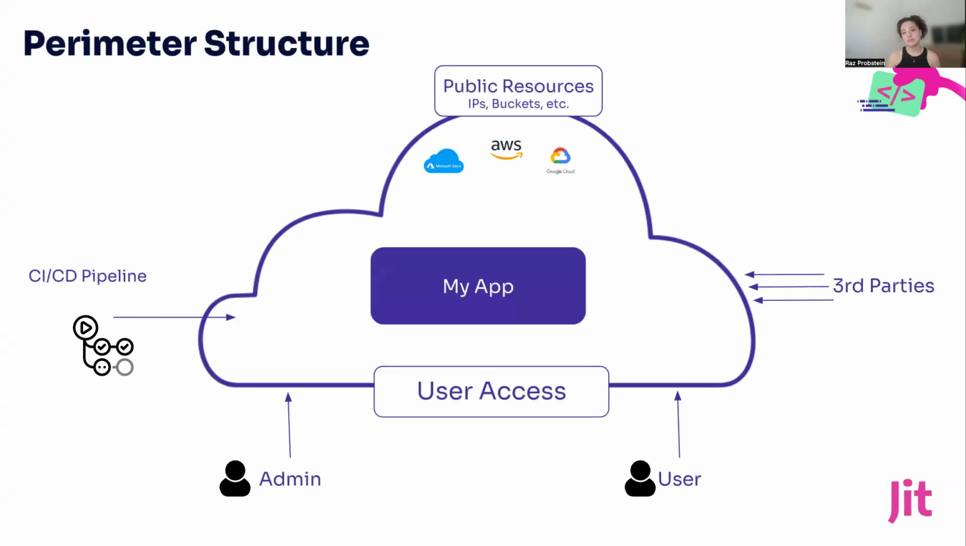So this is a rough sketch of our perimeter. We have the CI/CD pipeline that constantly communicates with our cloud environment. We have the cloud resources that are publicly accessible, like the public IPs, the S3 buckets, and so on. We have third-party services, and we have users who access the application itself. Right? So now we've basically mapped the potential weak links. But what do we need to do in order to make sure that our perimeter is secured across all those threat points?